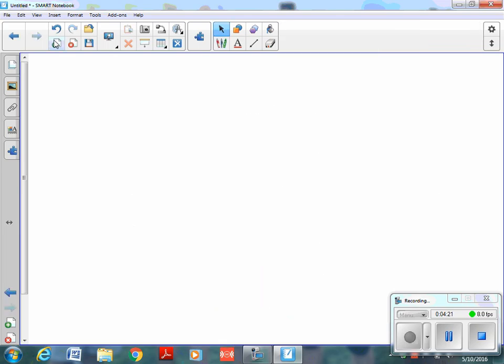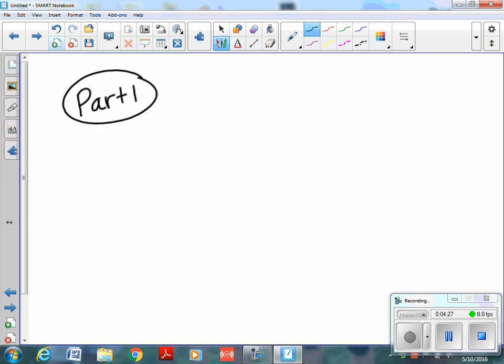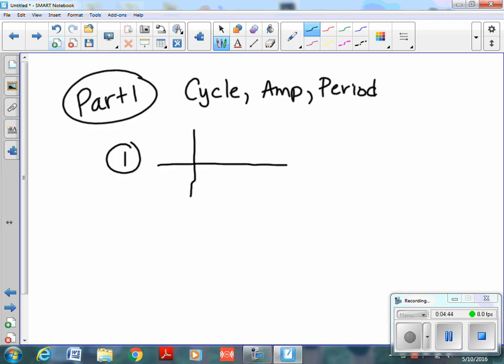Okay, next page. Part 1. There are 4 parts. The first part, you need to name the cycle, you need to name the amplitude, and you need to name the period of everything. The first one, I'm going to give you a graph. This is what the graph looks like.